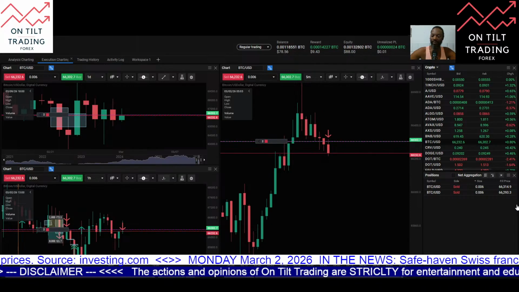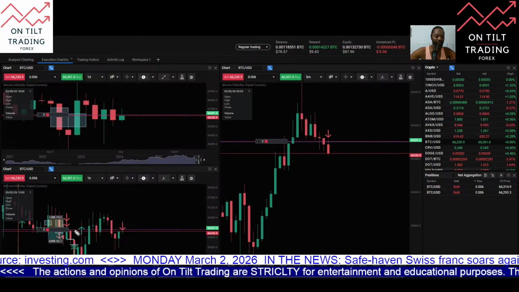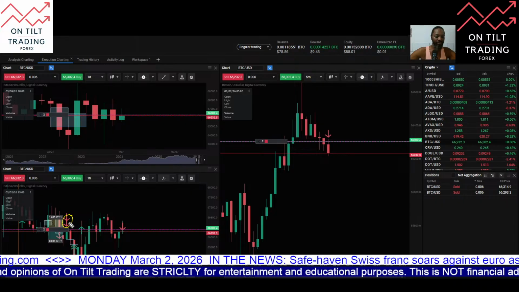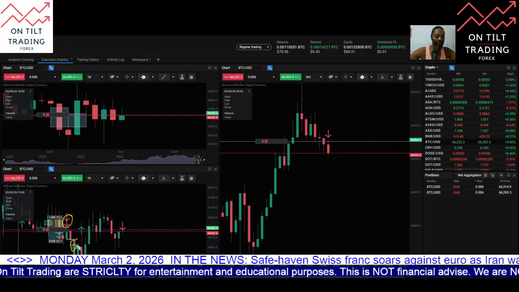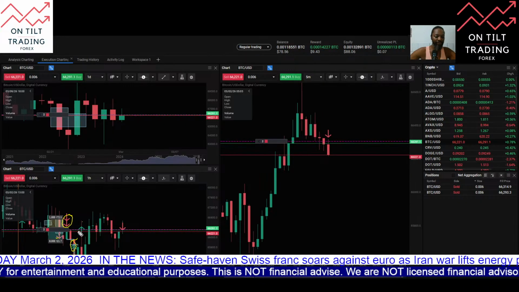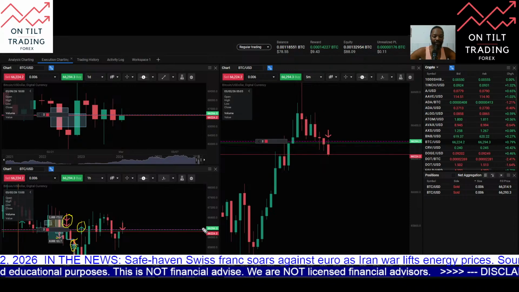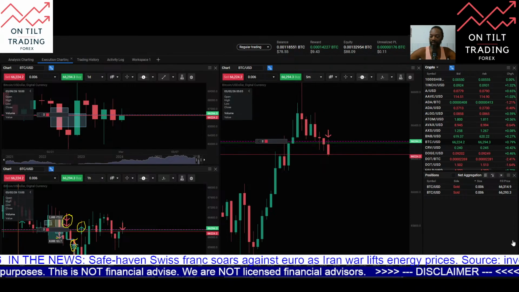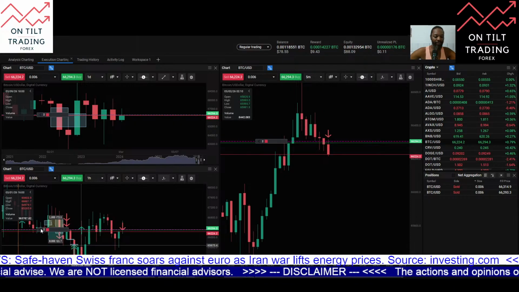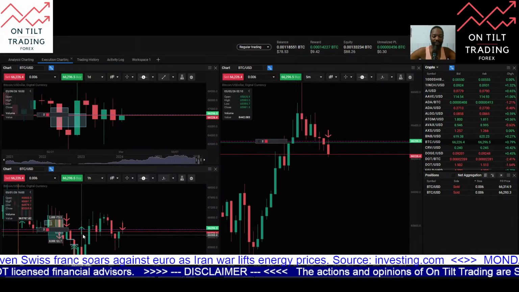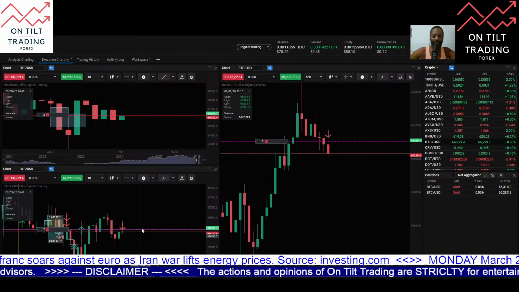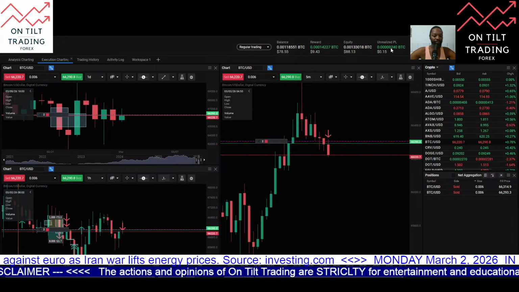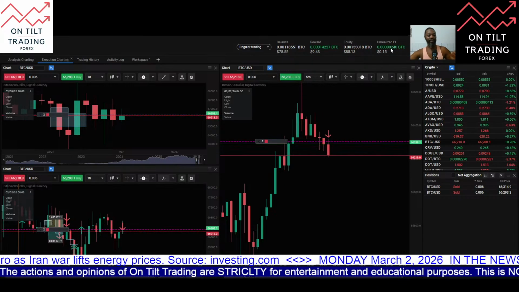Here you can see a position here on Bitcoin where I was able to take some profits here and then stopped out at break even. And now here, this was during the Asian session. Now here during the London session, Bitcoin providing another trade opportunity here.